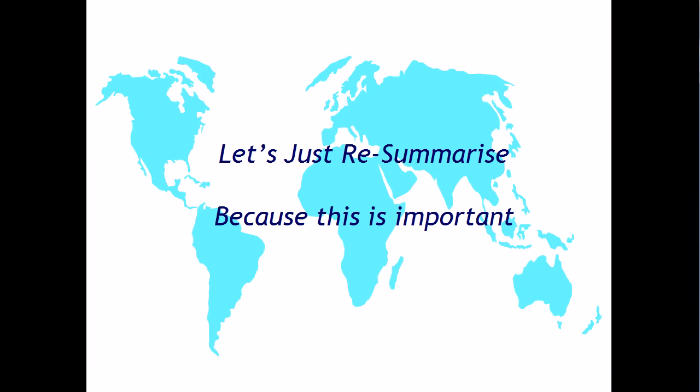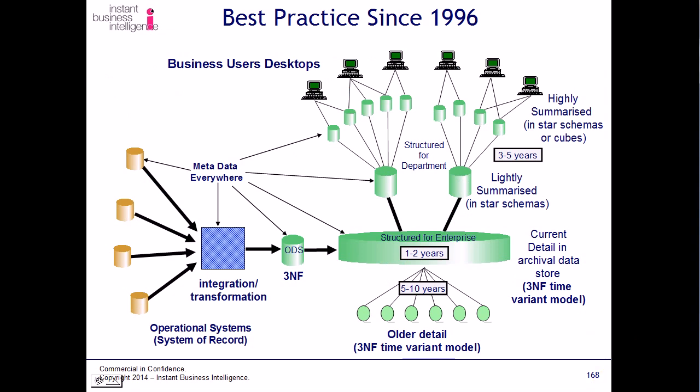So I showed you a diagram many hours ago at the beginning of this evaluation session, and I said that we could do away with the archive layer. You will remember this diagram from earlier in the evaluation process. I said that we take data from the operational systems, get it into our integration transformation engine, however that is, maybe push it through an ODS in third normal form, and this is best practice since 1996, so this is nearly 20 years ago now.